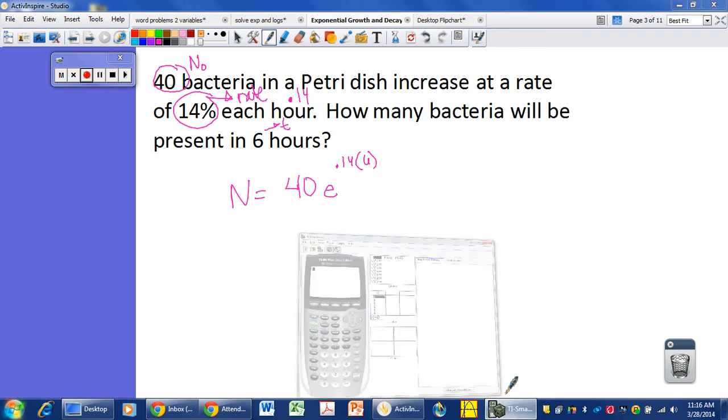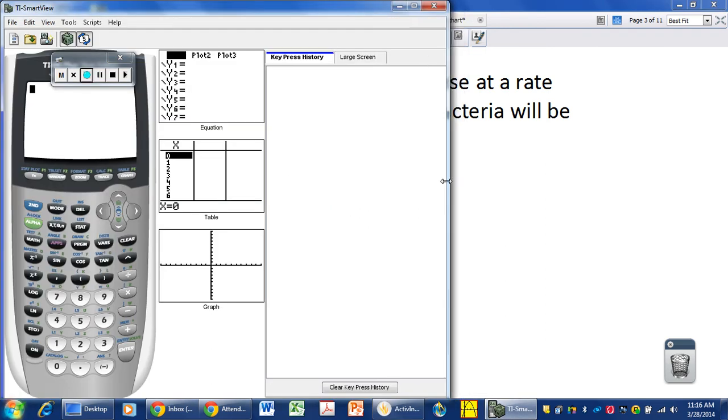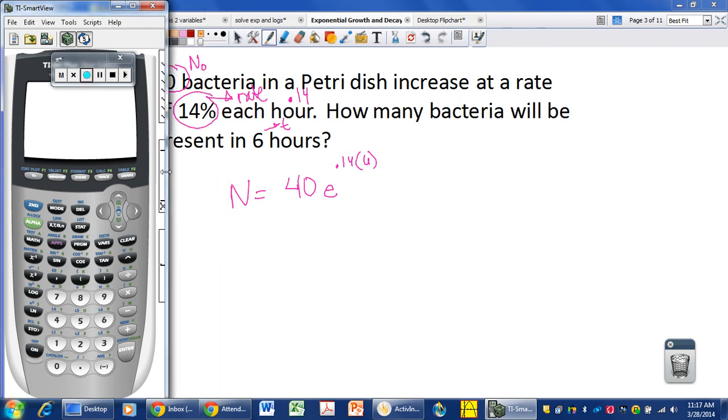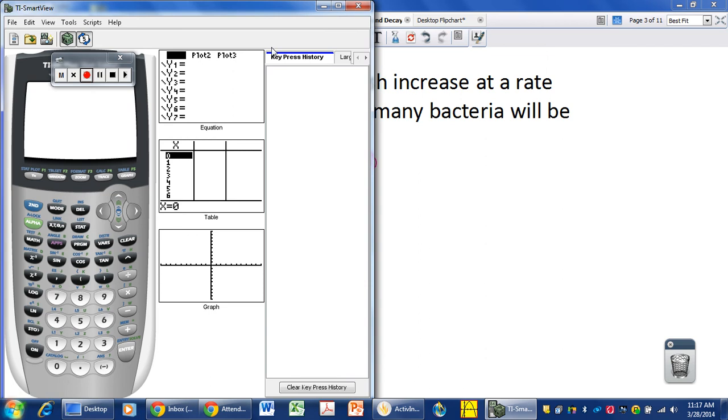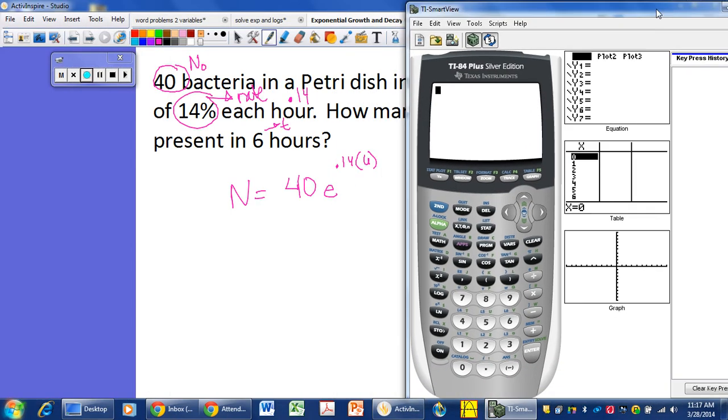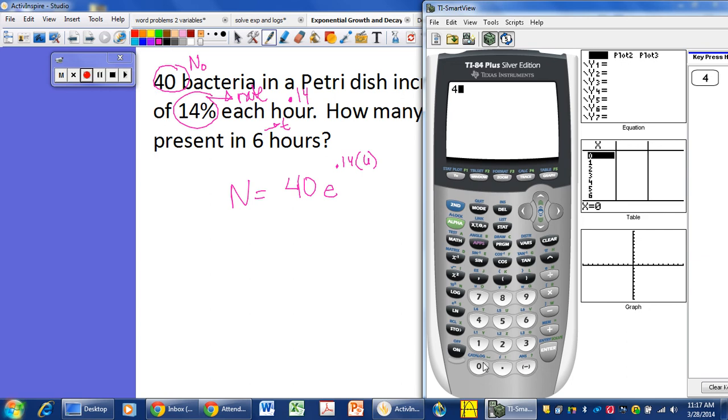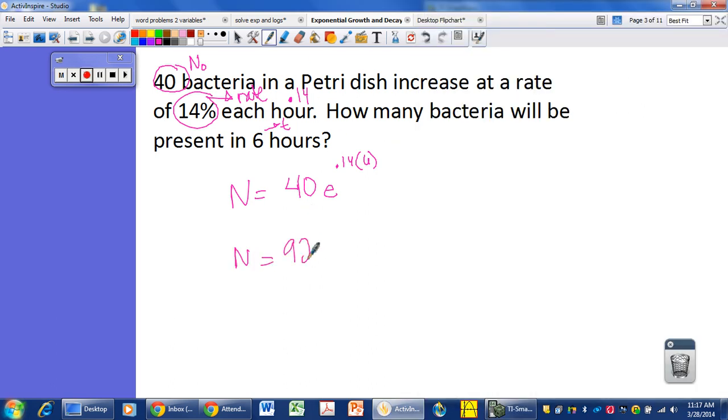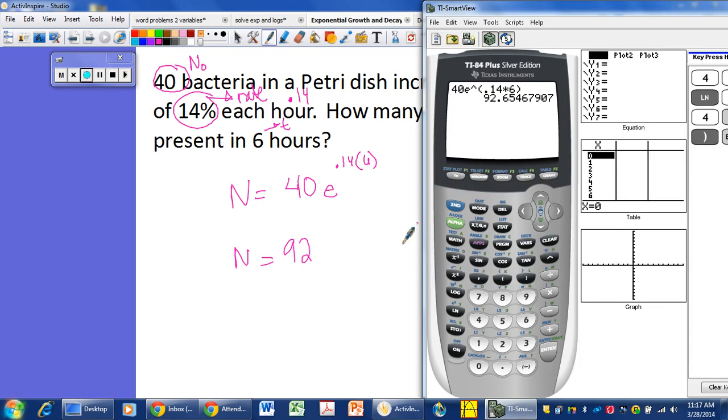So let's bring up our calculator. Sorry, it's a large screen calculator right now. Let me move it over a little bit so you can see. I'll move it over here. So 40, E is the second natural log button, and that's raised to the 0.14 times 6. So e to the 0.14 times 6, press enter. It turns out that there will be, in 6 hours, 92.65. In other words, 92 bacteria.